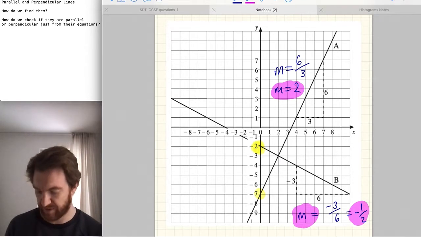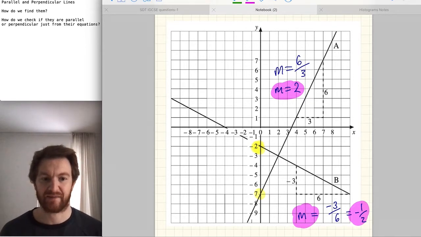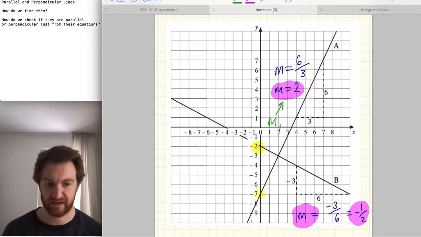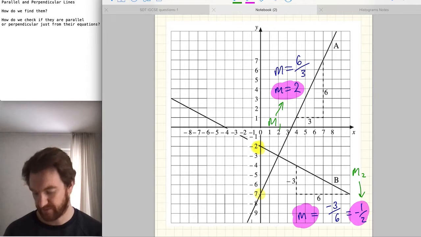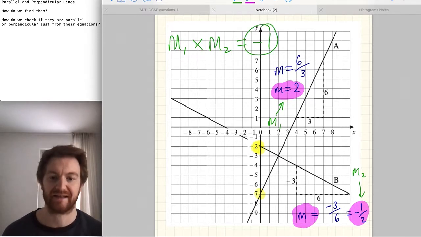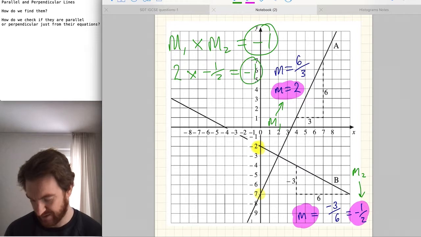If they're perpendicular, then the gradients will multiply to -1. Let's call the first gradient M1, and the second gradient M2, for A and B. If we take the first one and multiply it by the second one, it should equal -1. And that's the same for any lines. So when we multiply 2 and -1/2, we get -1. So these 2 are perpendicular.